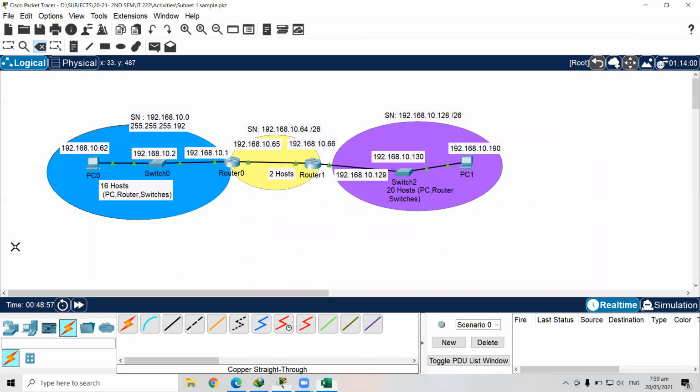Okay. So assuming dito sa network na to, meron na siyang 16 hosts, kasya yung 64. Ito, dalawa lang sa 62, so may sobra ka pang 60. Ito naman 20, may sobra ka pang 42. Okay, so ganun lang pag-assign ng IP address na subnet sa network mo.